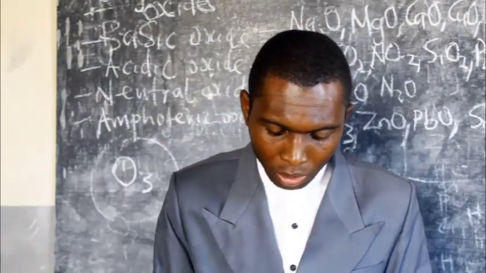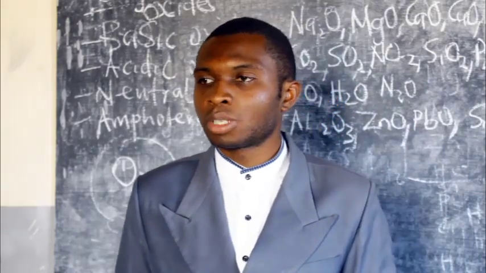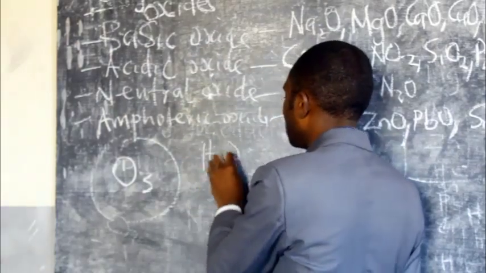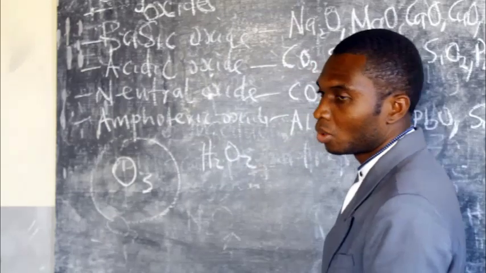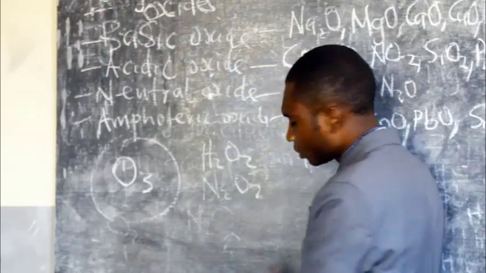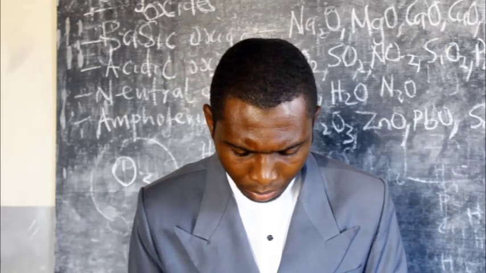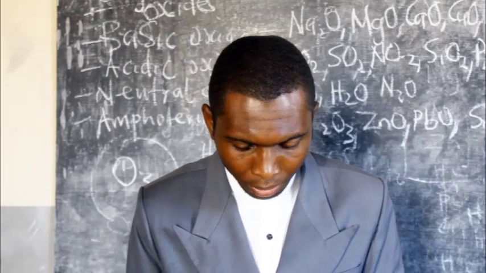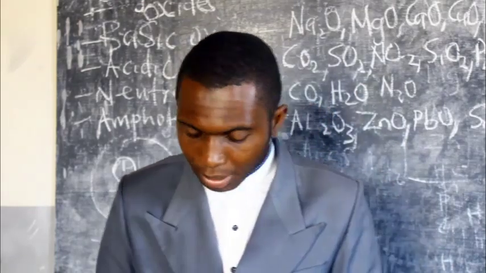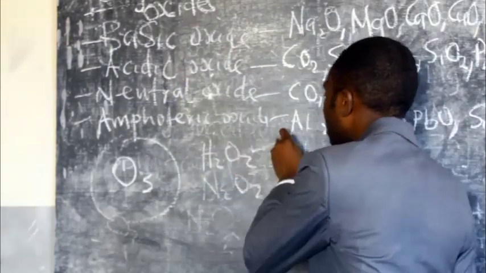But before then, I would like to talk briefly while we round up on the different forms of oxide. We have hydrogen peroxide, H2O2. We have nitrogen peroxide, N2O2. These oxides are useful. Like hydrogen peroxide is used as an antiseptic. Hydrogen peroxide is used as what? Antiseptic.